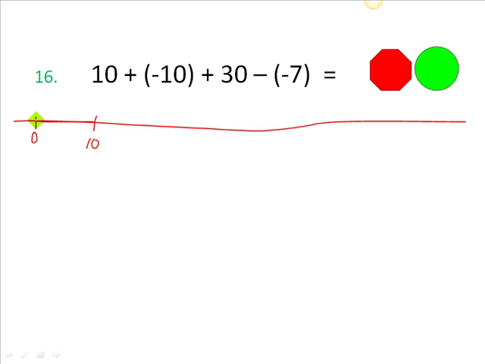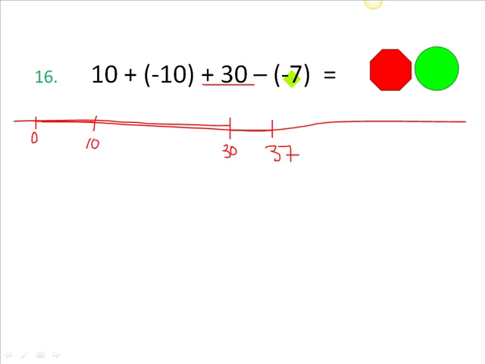And now I'm at 0. And now it says add 30, so I'm going to add 30. So there's 10, 20, 30. So now I'm at 30. And then it says to subtract negative 7. Take away a negative number. That's the same thing as adding 7 more. So I'm going to come over here and my final answer is going to be 37.